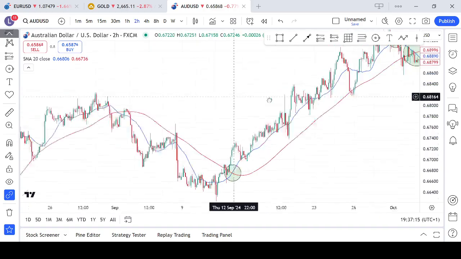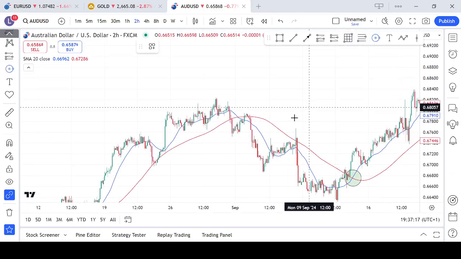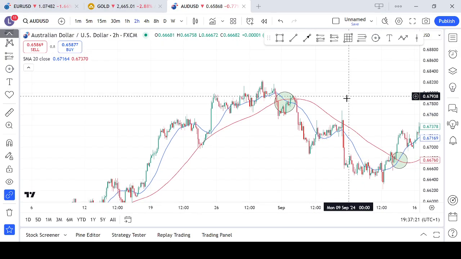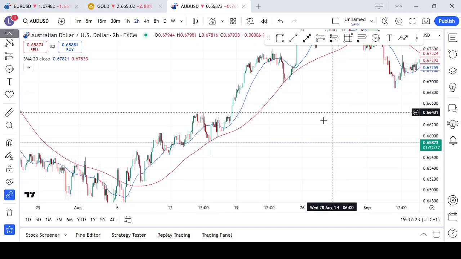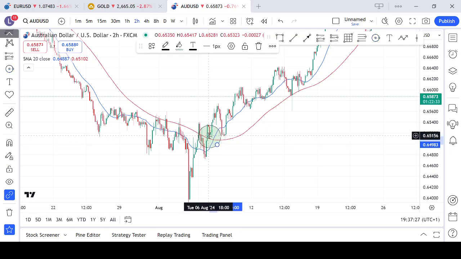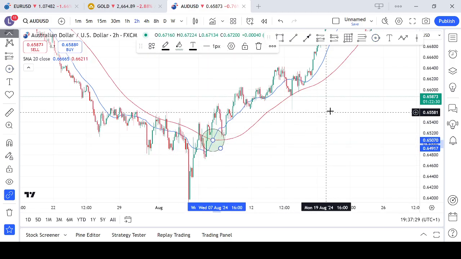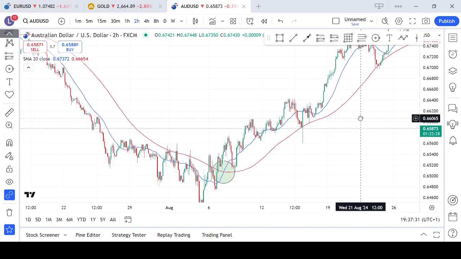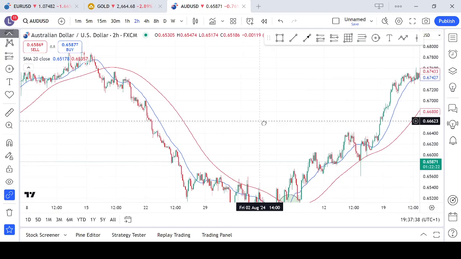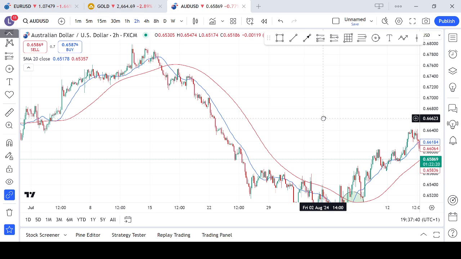So you can see that, and this is another one. You can see this cross here, and this is another cross suggesting a bullish trend. And that's how you can use the moving average, death cross and golden cross to trade the markets. And it's very good for swing trading. It can help you spot potential trading opportunities in the market.